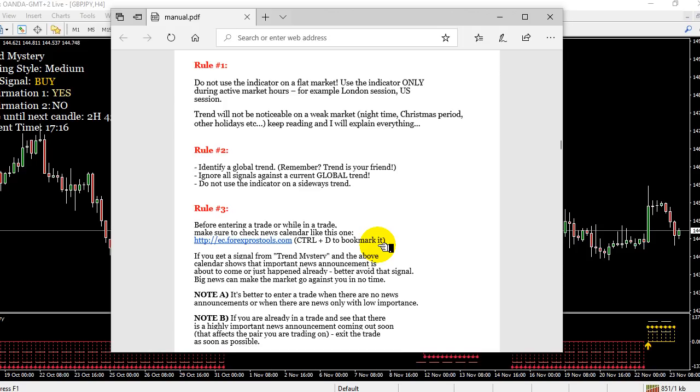Don't use it on a flat market. Absolutely, you do not want to trade any trading strategy on a flat market, unless you're trading a range-bound strategy, which is basically hit and miss anyhow. Now, it does say London session, U.S. session. Be careful with that, because what happens if you're trading the daily chart, for example? Well, you're not going to know till the end of the session, right? So use some judgment when you're looking at that. But the bottom line is, do not trade a flat market.